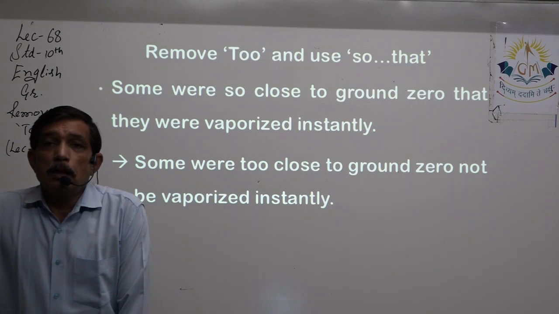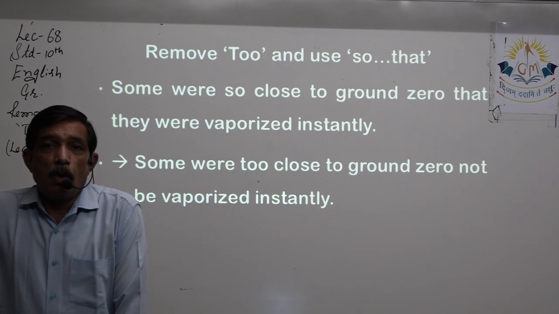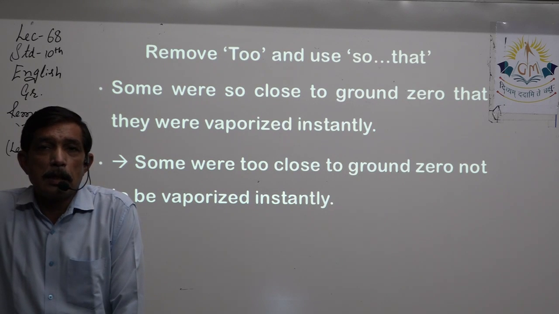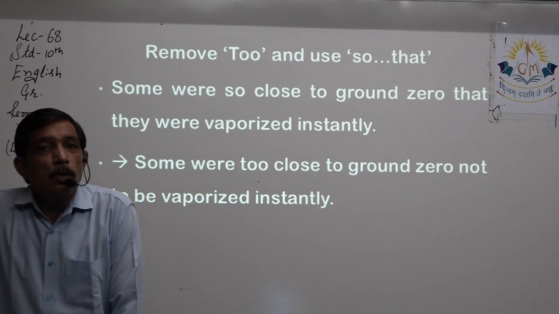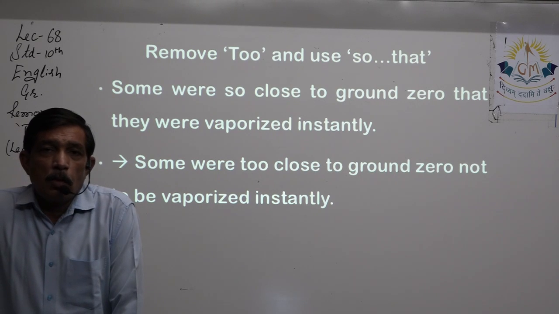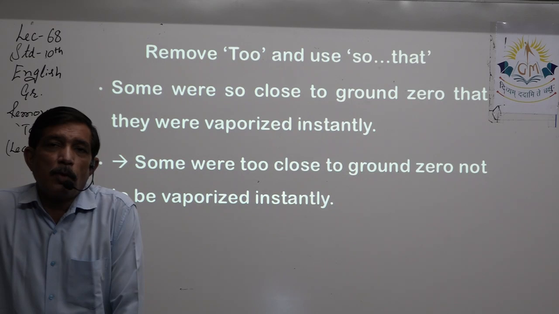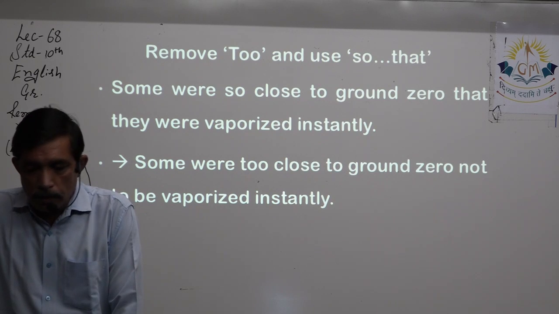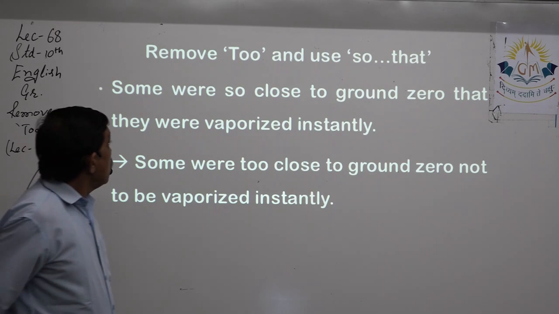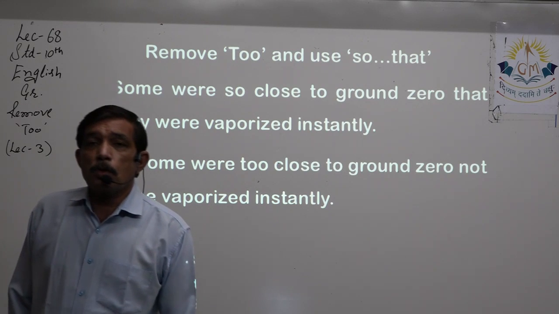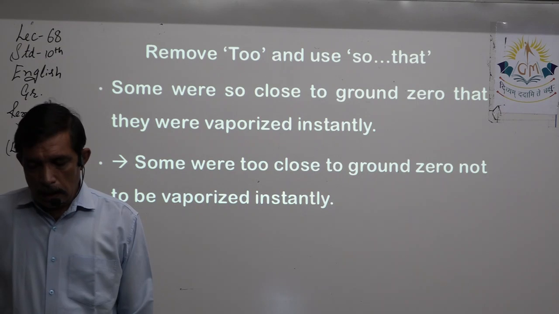The heat of the atomic bomb is so great, so intense, that wherever it falls, that is called ground zero, and the area nearby ground zero vaporizes instantly. That means everything turns into heat, and body, structure, building, whatever is nearby, it vaporizes without leaving any ash behind, right? So that is called vaporized. Some were so close to ground zero that they were vaporized instantly. They were too close to the ground not to vaporize instantly.